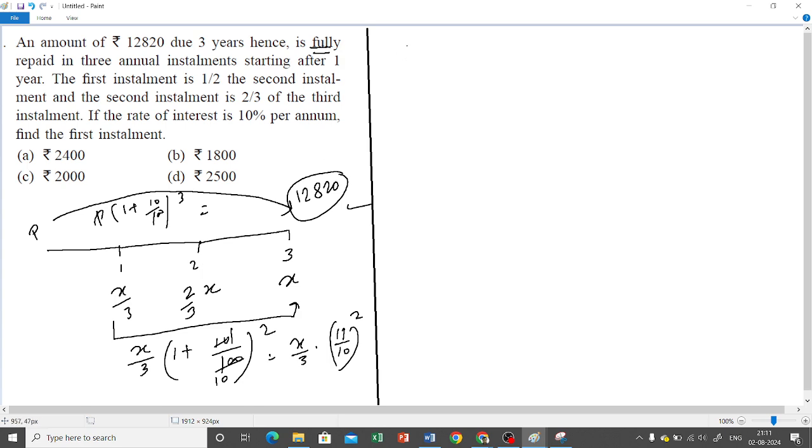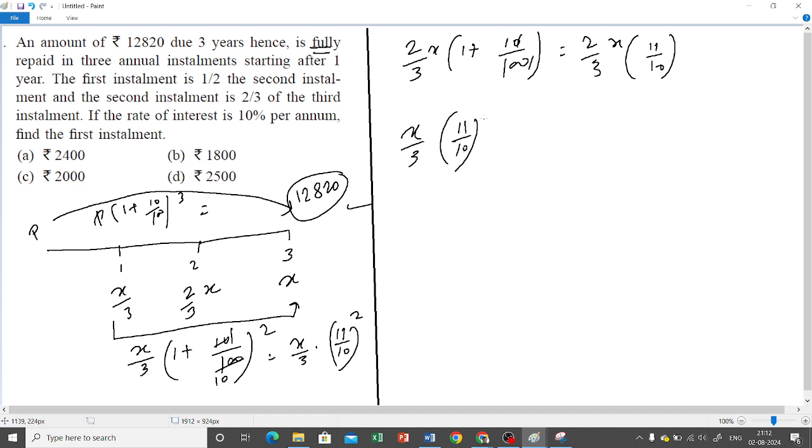What will be the value of 2x by 3? Okay, what is the value of x? So x by 3 into 11 by 10 square, plus 2x by 3 into 11 by 10 plus x, that is going to be 12820, right? Are you getting it? So now you need to find out x.